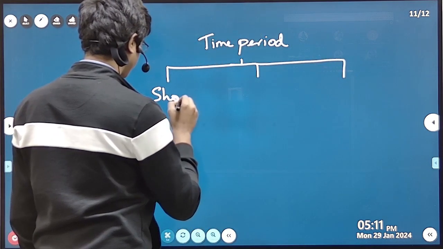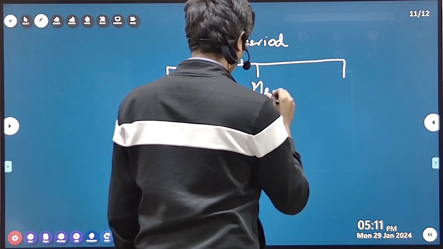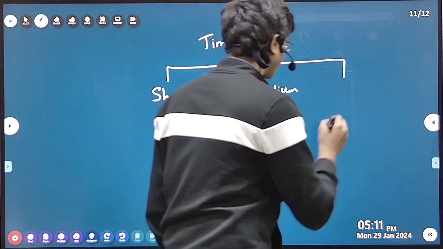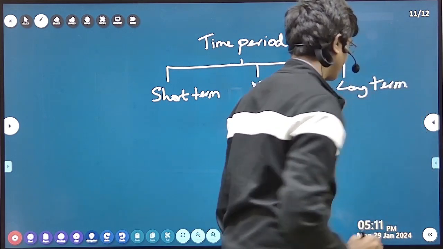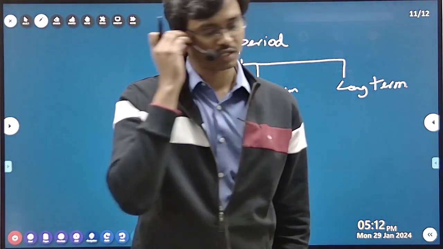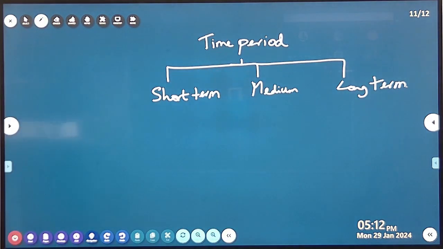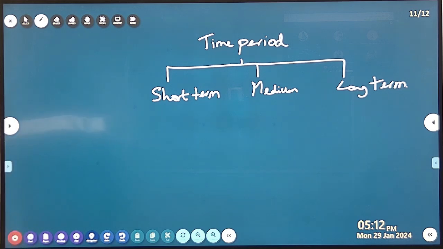You have short term forecasting, medium term, and long term. How much my demand will be depends on the time period. We have segregated demand forecasting into three time periods: short term, medium term, and long term. Typically short term ranges from 6 to 8 months, medium term is approximately a year, and long term is 5 to 10 years.